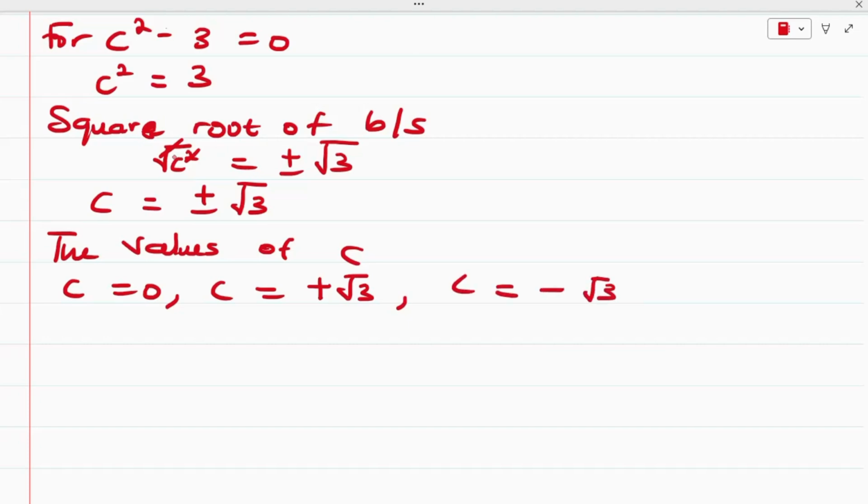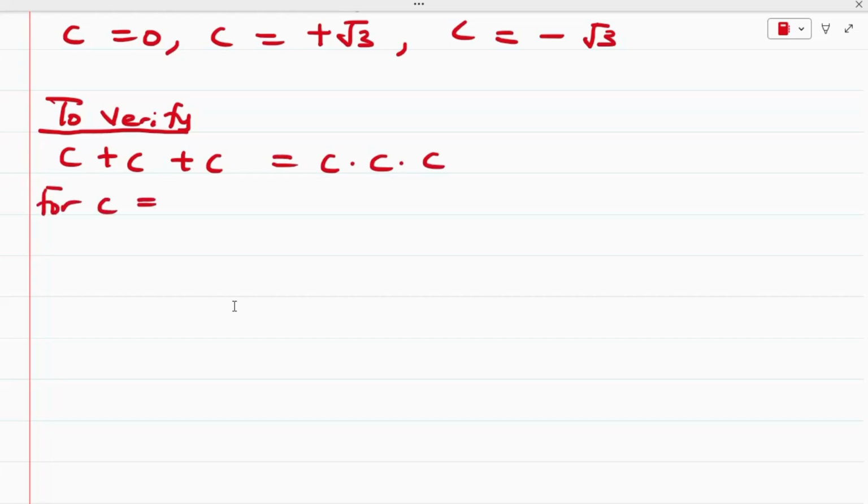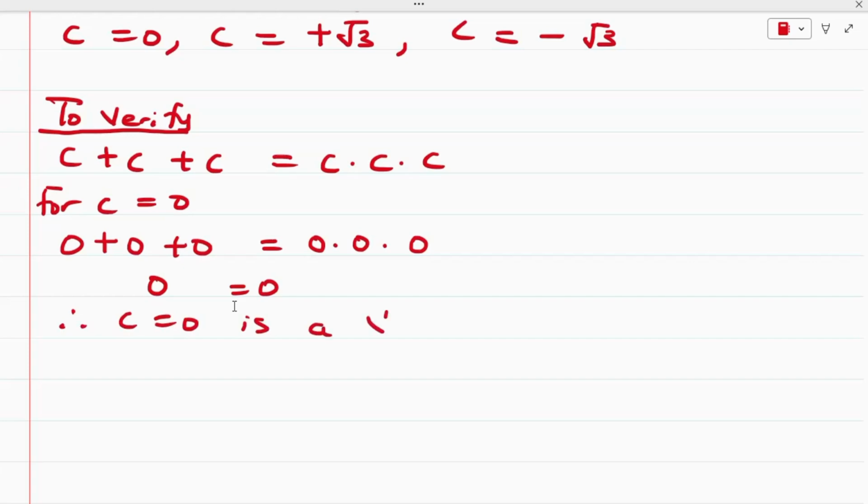So guys, the next thing we want to do, we want to simply verify if all these three values of c are the possible solutions. So to verify, we have the question to be c plus c plus c is equal to c multiply c multiply c, right? Now the first one, for c equals 0, this is going to become 0 plus 0 plus 0 is equal to 0 multiply 0 multiply 0. So 0 plus 0 plus 0 is 0, equal to 0 multiply 0 multiply 0 is 0. So we can say that c equals 0 is a valid solution, right?